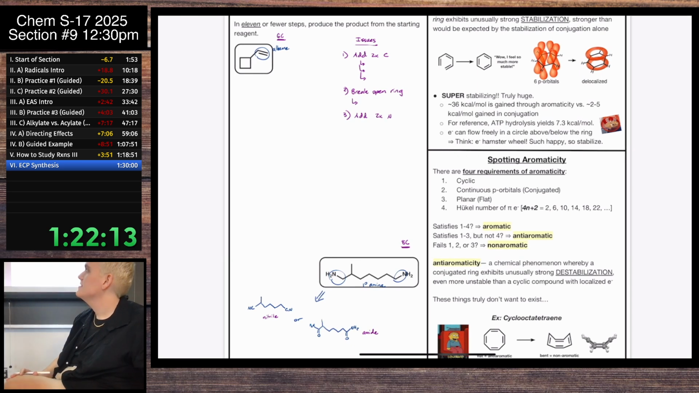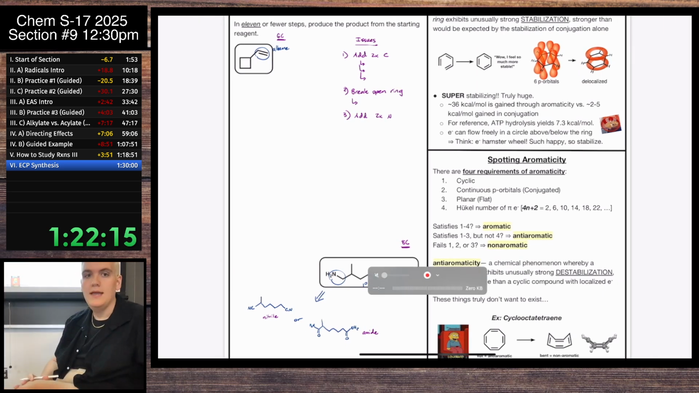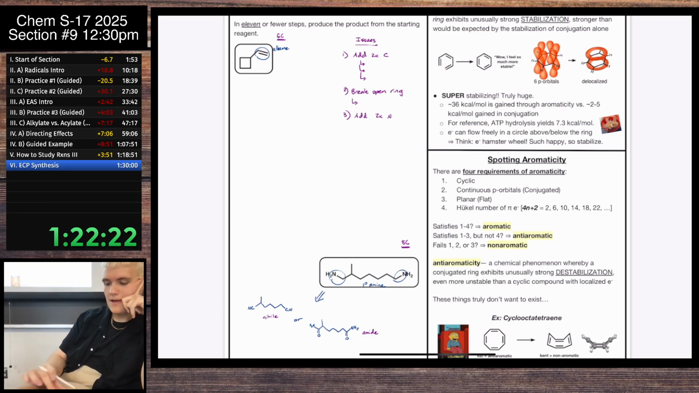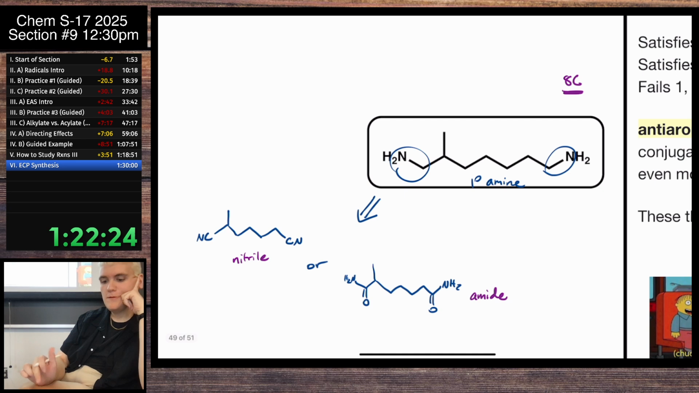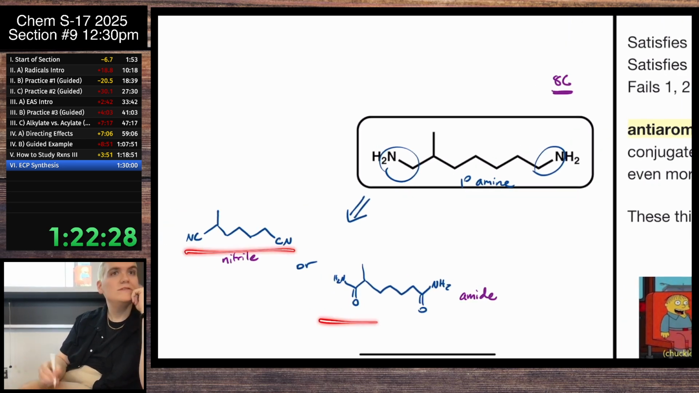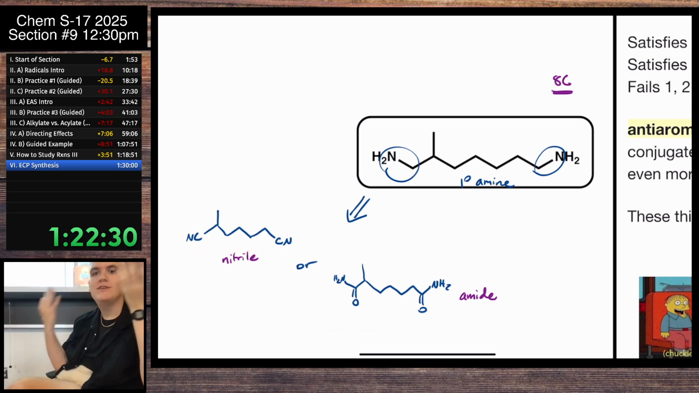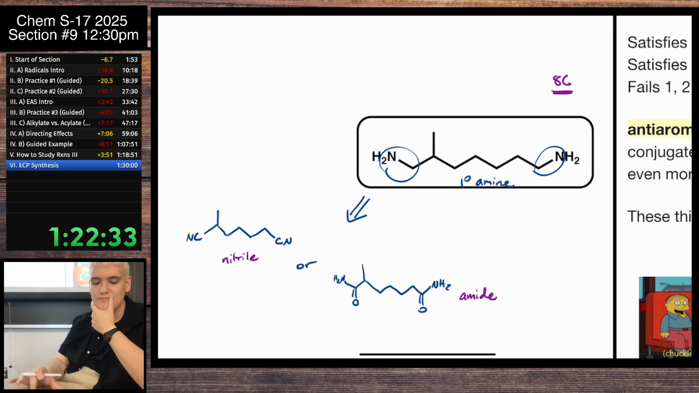So let's talk about some of this analysis. In the starting materials, we only had an alkene. In our product, we had primary amines. Because we had primary amines, we know we really could have only made it from nitrile or amide. So I just drew out those options to help me visualize and see which we could do.